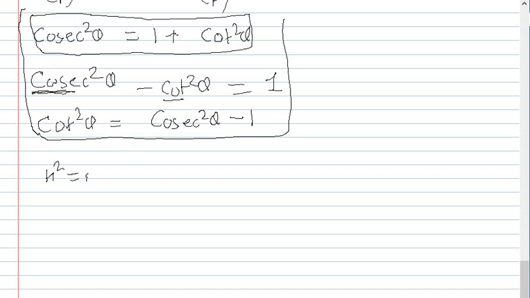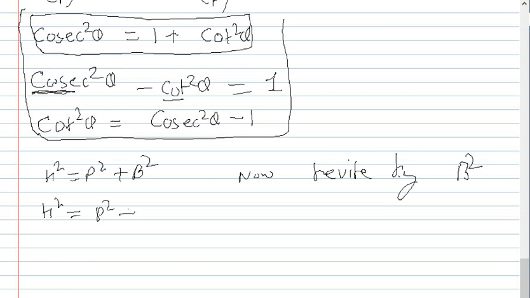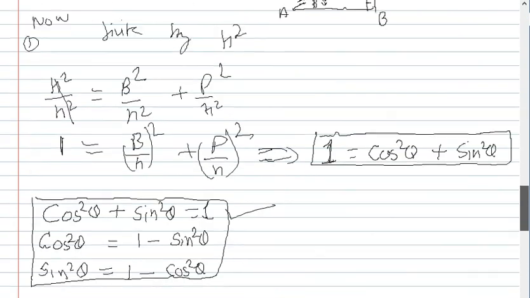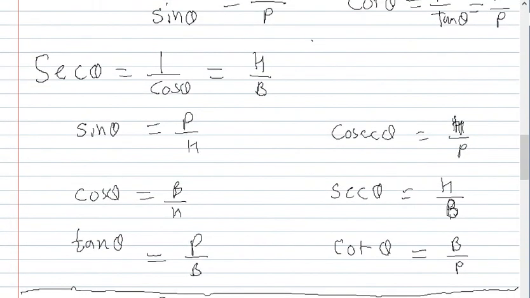Again, h square is equal to p square plus b square. Now divide by b square. h square upon b square is equal to p square plus b square upon b square. Now this is h upon b. What is h upon b? H upon b is sec theta.